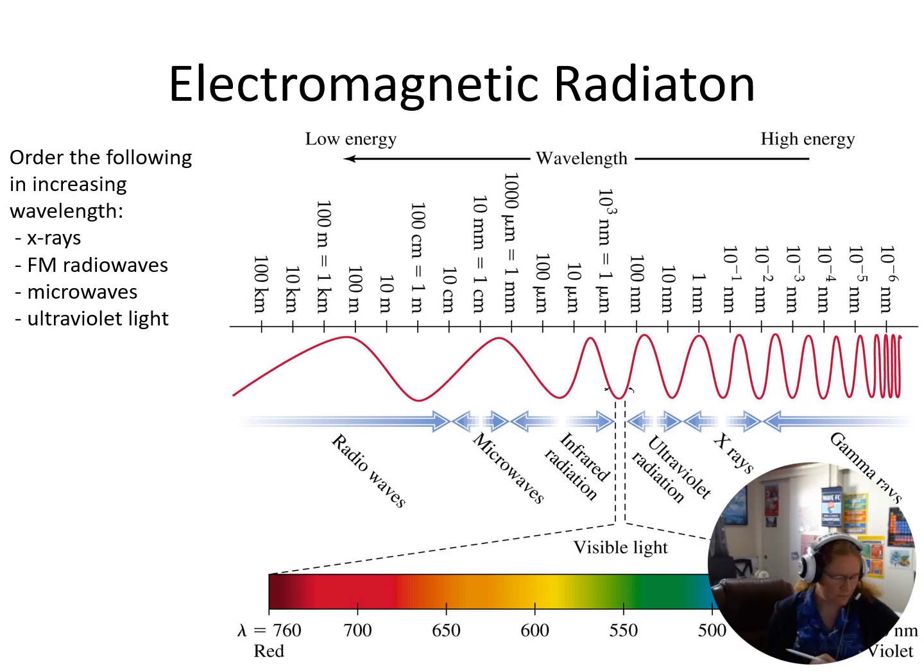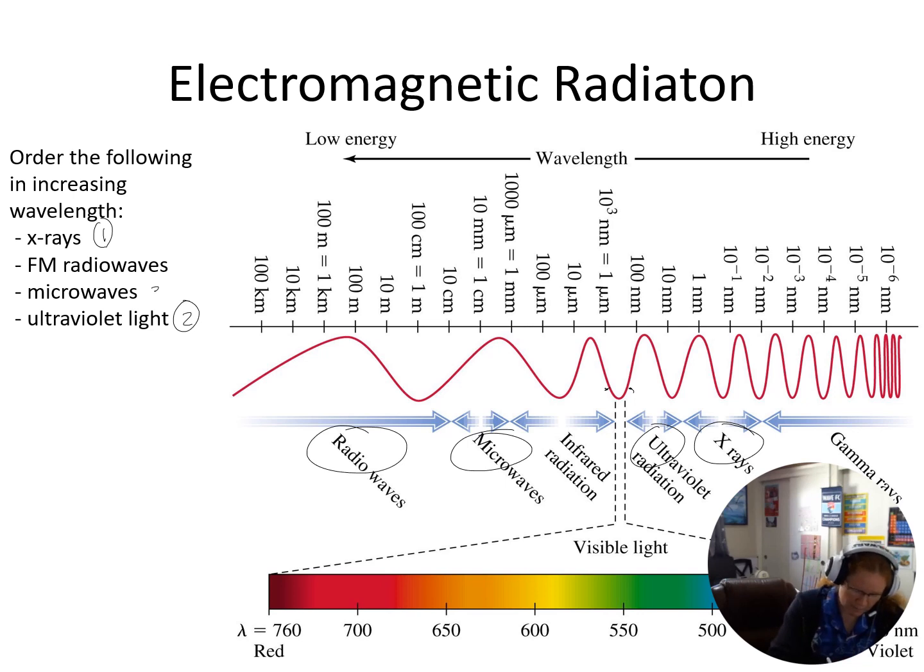i.e. the lower energy. All right, so when I look at this, I want to figure out X-rays, radio waves, microwaves, and UV light. Okay, so X-rays are my shortest wavelength, so they're the highest energy of this list. Ultraviolet is next, followed by microwaves, and lastly our FM radio waves. Okay, so that's just a brief overview and introduction to our electromagnetic spectrum.